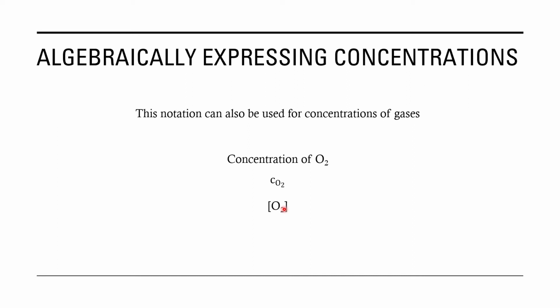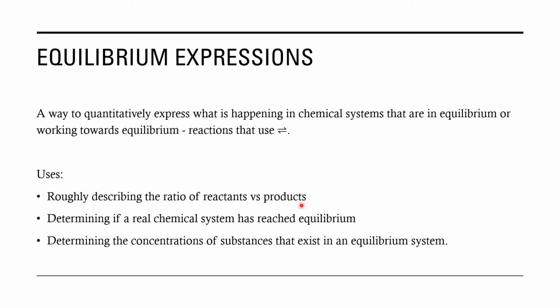We can also use this notation for gases. Gases have their own concentration, number of particles in a volume of a container. As long as your gases are in a closed container, they can have a concentration and can be expressed in exactly the same way. So that now moves us on to equilibrium expressions, and they're a way of writing up an equation to show what's happening in each specific kind of chemical system, every kind of equilibrium.